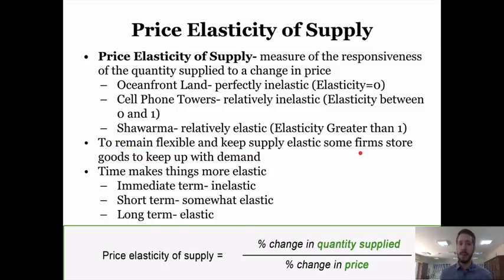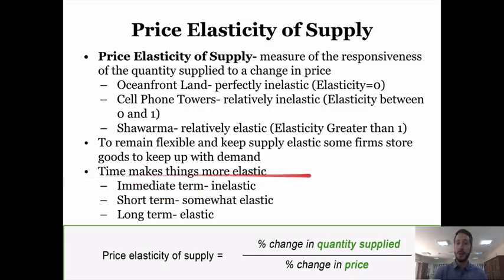Something to note if you're in a business is to remain flexible and keep supply elastic. Some firms actually store the goods because if demand goes up, you want to immediately be able to respond. You don't want to say, hey, the price of this is going up and people are buying more. Oh shoot, I need to supply more, but I have to wait 6 weeks to get more product out. So some businesses will hoard their product so that they can put more out when the market demands it.